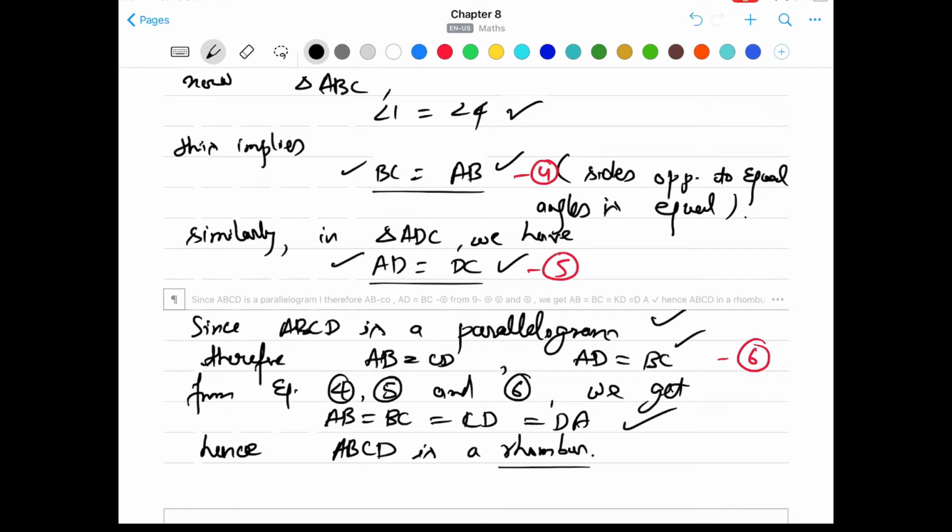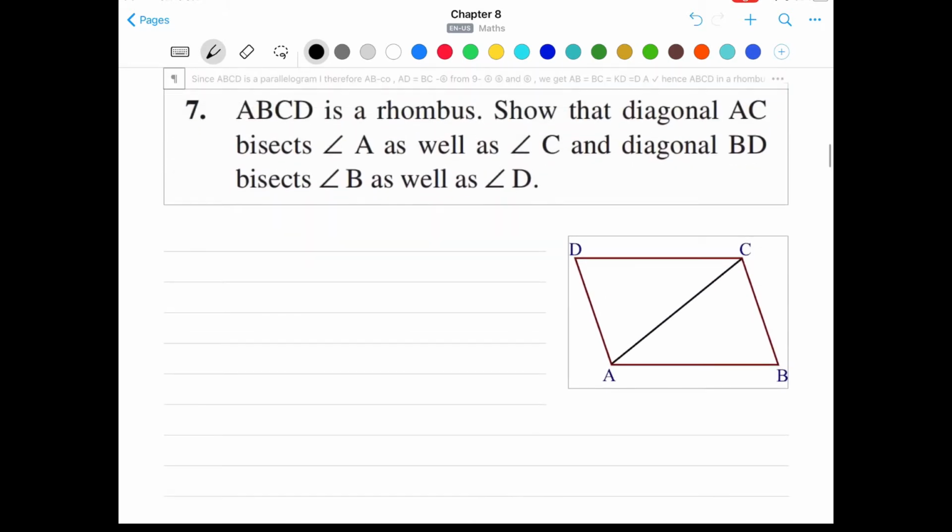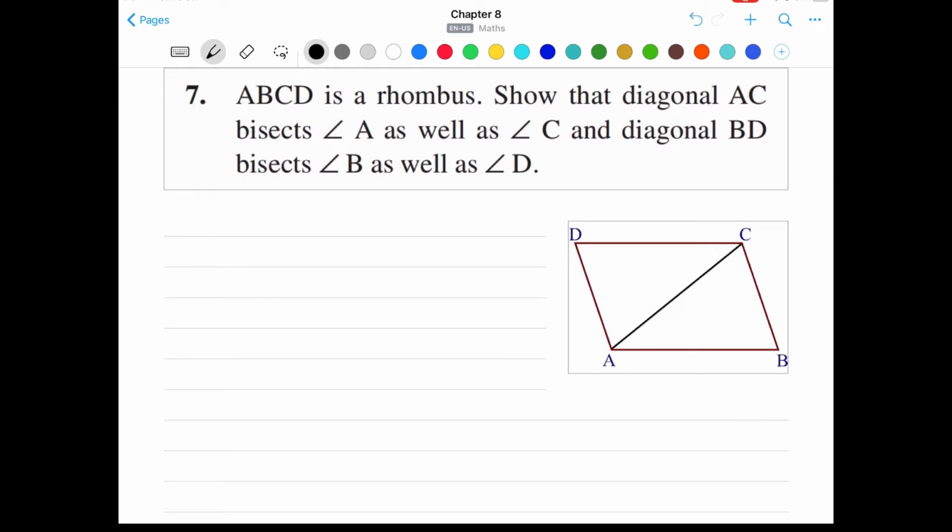Okay, now moving to the next question, question number 7 we have here is, ABCD is a rhombus, show that the diagonal AC bisects angle A as well as angle C, and diagonal BD bisects angle B as well as angle D. Okay, so we have to prove two things here. So first we'll write the given part. This is answer number 7. First we'll write the given portion.